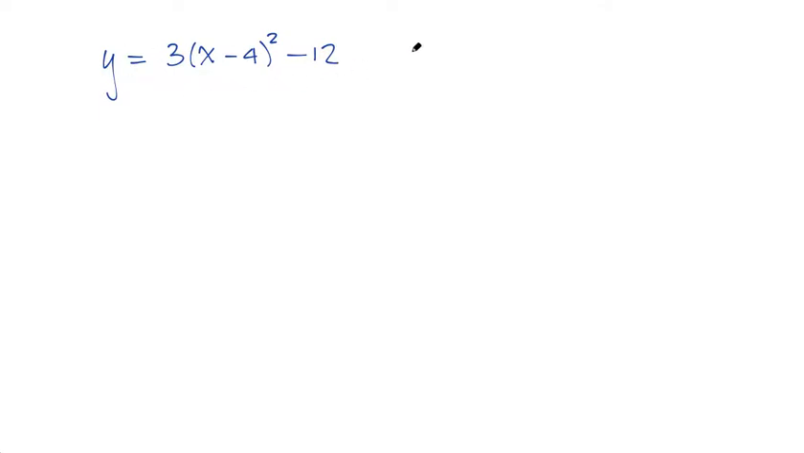This is in vertex form because, if you recall, vertex form is y equals a(x minus h) squared plus k. A tells you the orientation of the parabola, if it opens up or down. H tells you the horizontal shift of the parabola, and you change the sign. K tells you the vertical shift of the parabola, and you do not change the sign. So let's go by parts.